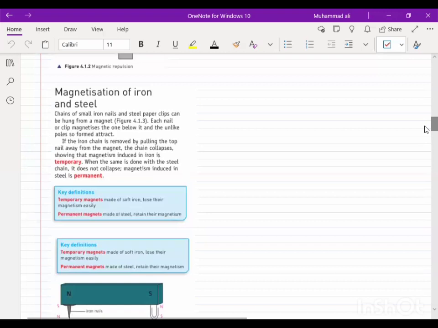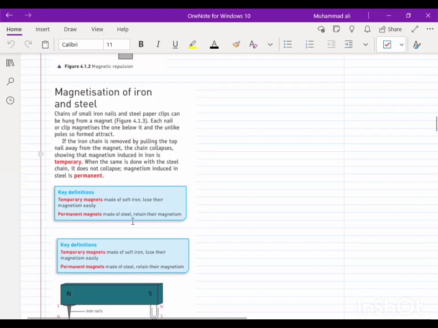So basically, temporary magnets are made up of soft iron, okay. So they lose their magnetism easily. Then we have permanent magnets, which is basically steel, and these materials are going to retain their magnetism. Basically, we learned about iron and steel: iron can be magnetized easily, and it will also lose its magnetism easily, okay.